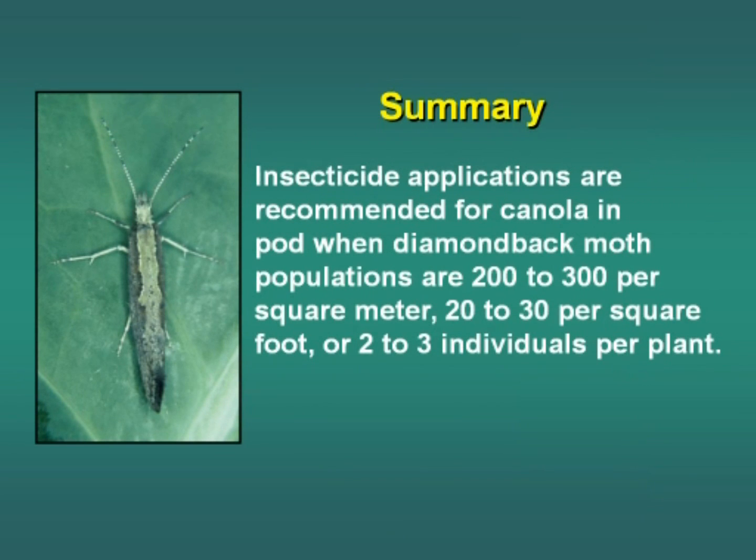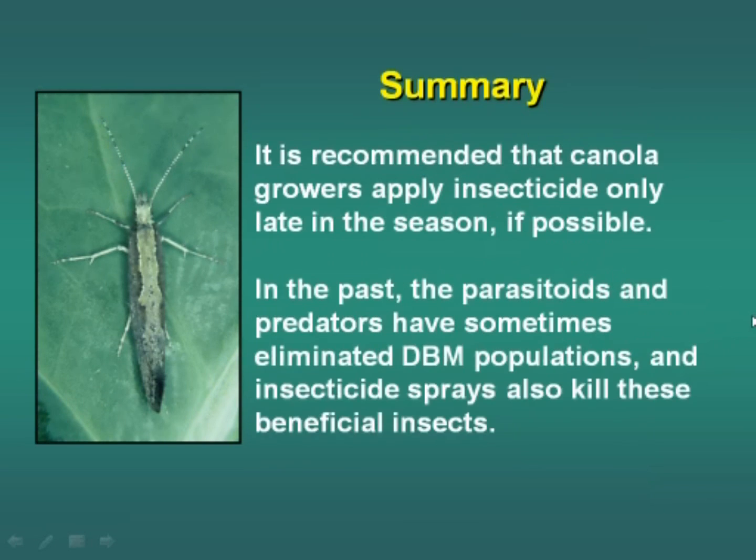Insecticide applications are recommended for populations at 2 to 300 per square meter, or 20 to 30 per square foot, or 2 to 3 per plant. And finally, it's recommended that canola growers apply insecticide only later in the season if possible. In the past, the parasitoids and predators have sometimes eliminated their populations, and insecticide sprays also kill those beneficial insects.